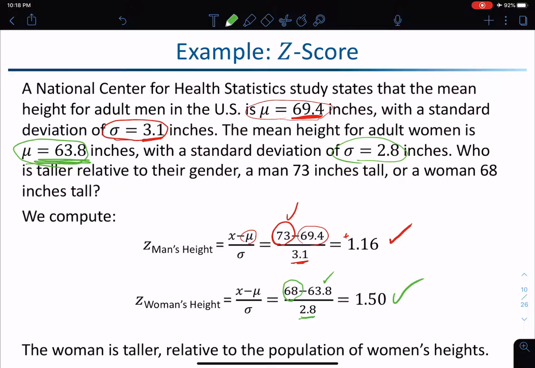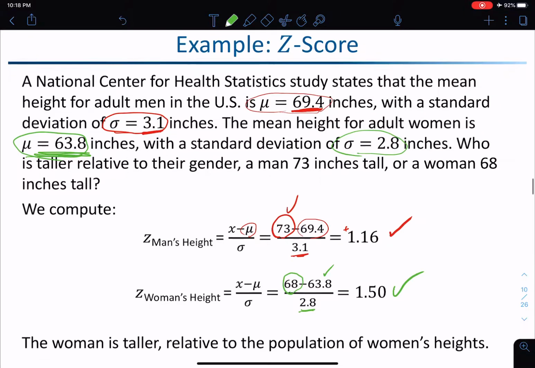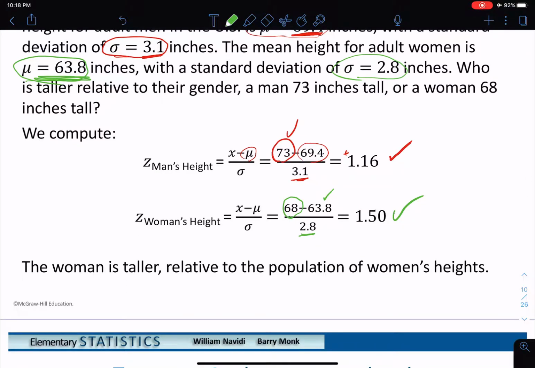So relative to her own gender, the woman that has a height of 68 is taller than the man that has a height of 73. And so that's one application of z-scores. The woman is taller relative to the population of women's height.